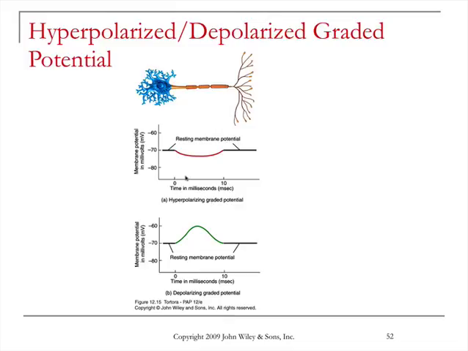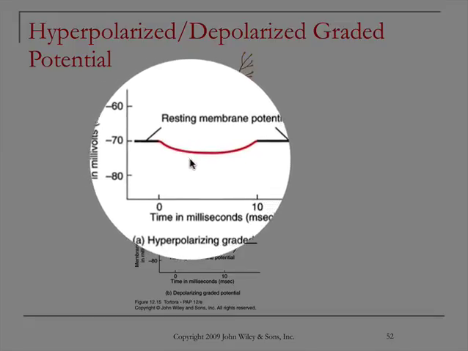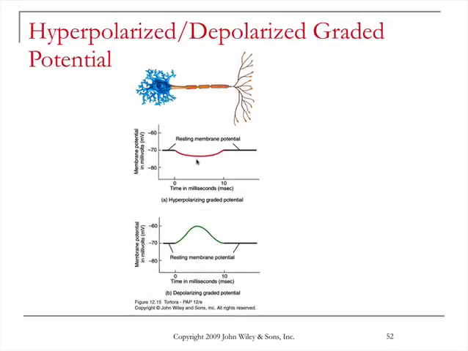If we were to stick an electrode into the cell, in a dendrite, let's say for instance, and we zapped it with a neurotransmitter or even with electricity or with touch, and the neurotransmitter was such that it caused what's called hyperpolarization, then the electrode that's stuck inside of the cell is going to indicate that the inside of the cell is going to become even more negative than it was before.